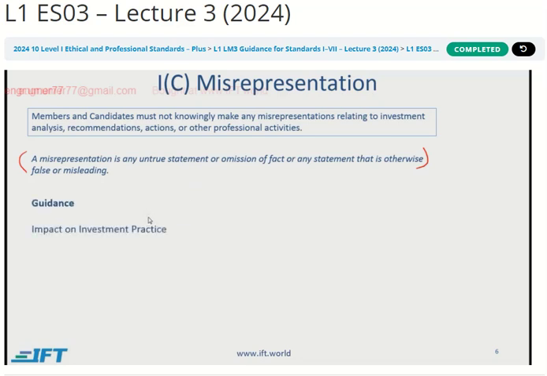Let's now look at the various areas where there is a potential for misrepresentation. Obviously, this is not an exhaustive list, but it will give you a sense of the most likely areas where misrepresentation might happen. The first one has to do with impact on investment practice. We must be careful that we do not misrepresent any aspect of our firm or practice.